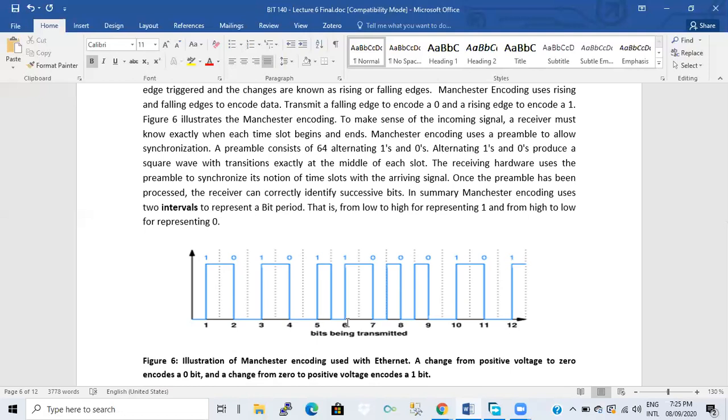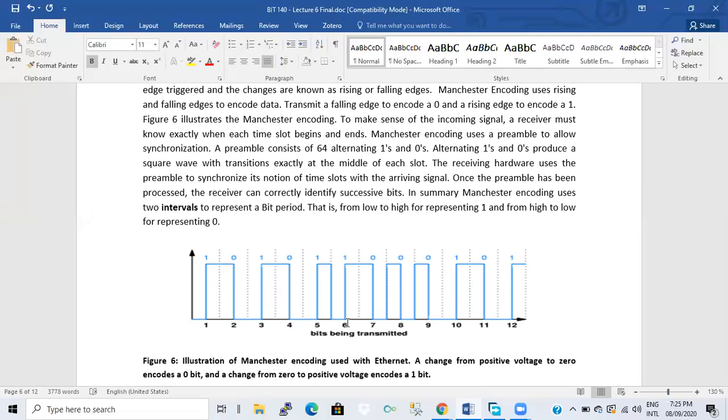A preamble consists of 64 alternating ones and zeros, but don't really dwell much on that. The receiving hardware uses the preamble to synchronize its notion of time slots with arrival signals. Once the preamble has been processed, the receiver can correctly identify successive bits.